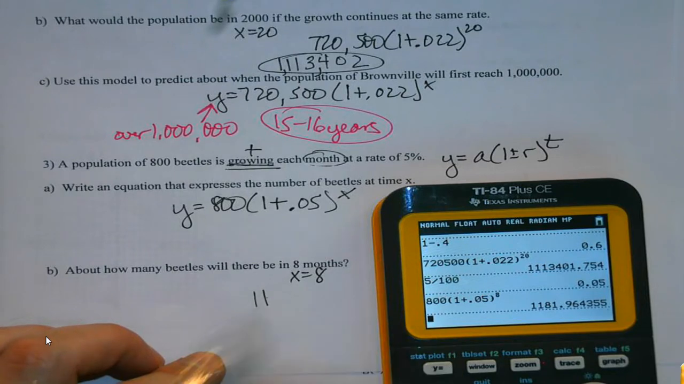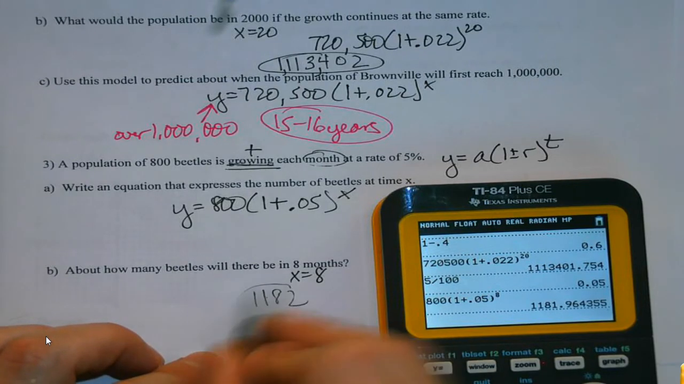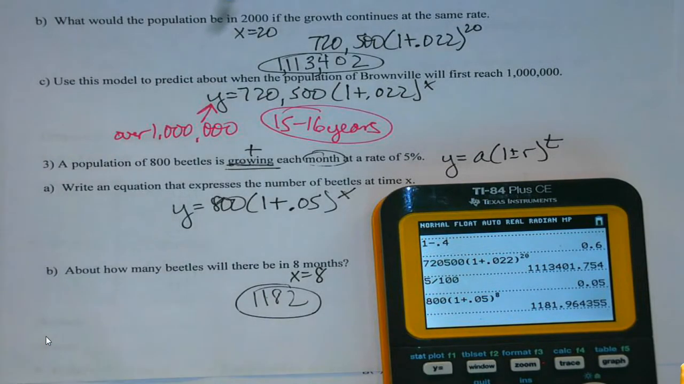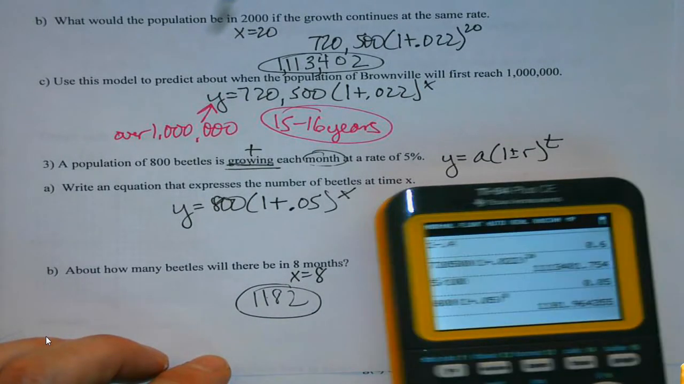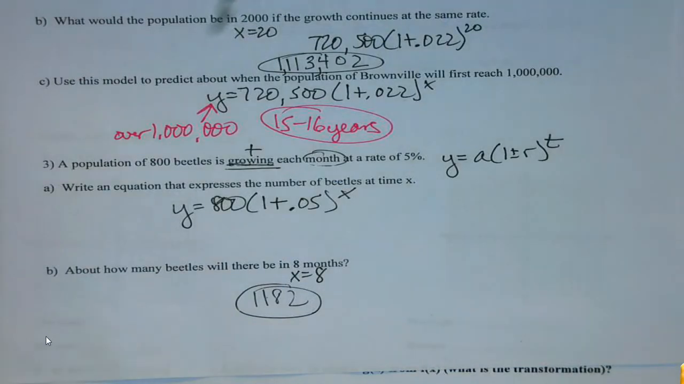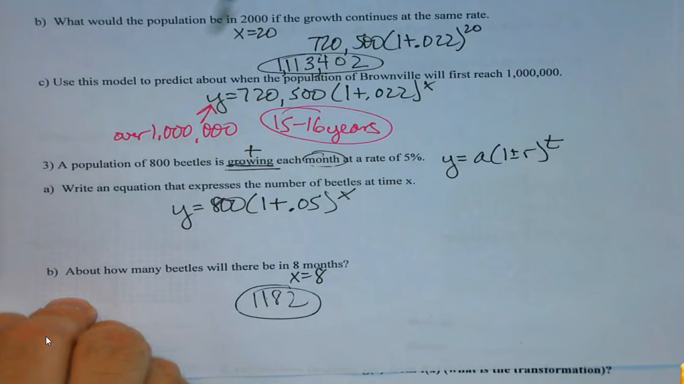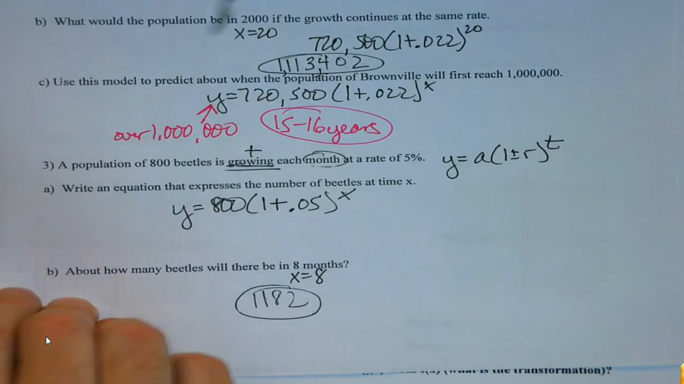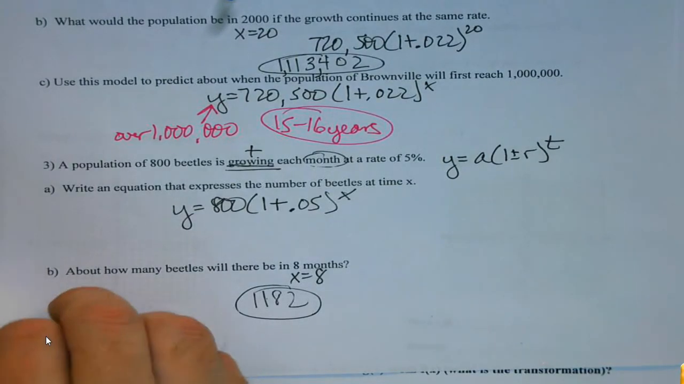Again, these are beetles, so we are not taking partial beetles. Again, kind of a gross concept. So we'll just round to the nearest beetle. But again, it's like anything else. The more practice you get, the more repetition you get, the easier this is going to be.